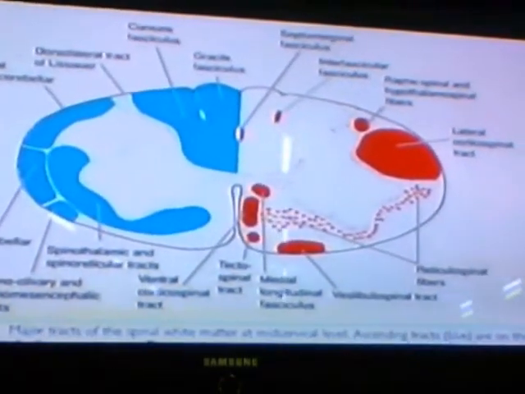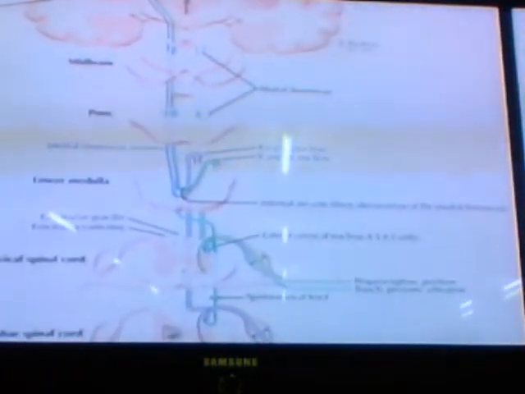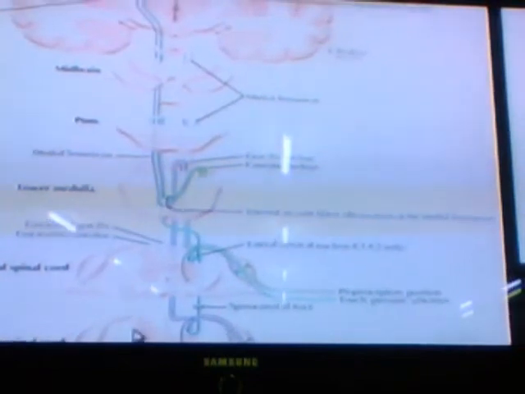So there are two columns, right? The gracile and the cuneate. Now, which one is related to the lower limb? Gracilis. Alright? So that's important. Because what happens is that if you go across the region of the lumbar spinal cord, how many dorsal columns do you think you'll see? You'll only see one. Okay?